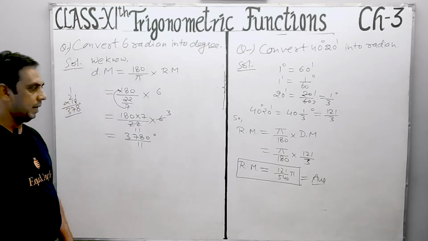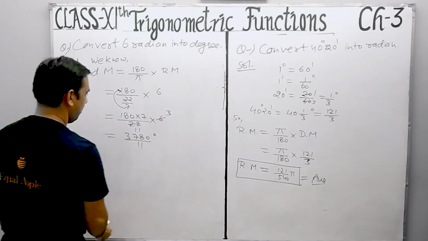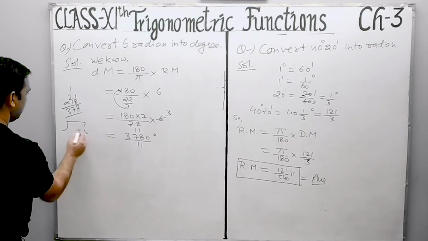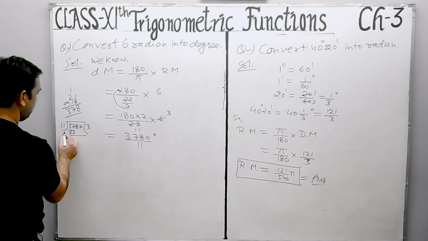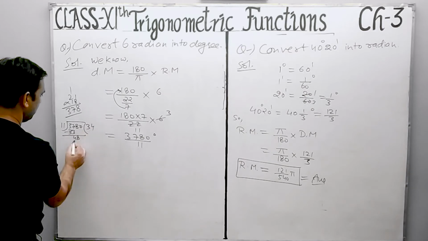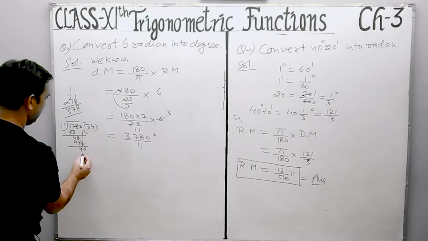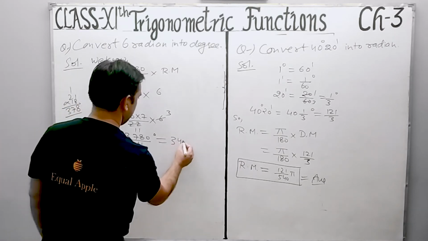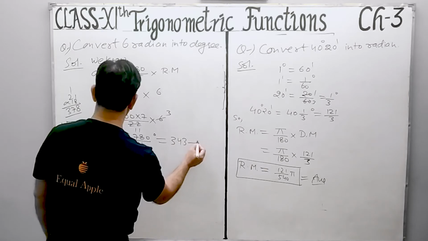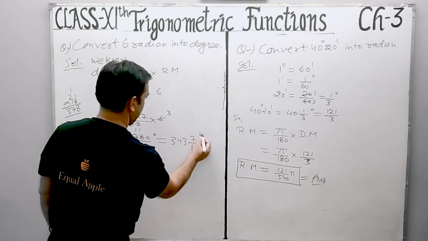So we need to express this in a proper form. For that we need to divide 3780 by 11. 11 threes are 33, 11 fours are 44, and 0, and again 11 threes are 33. So in mixed form, it will become 343 and 7 upon 11.